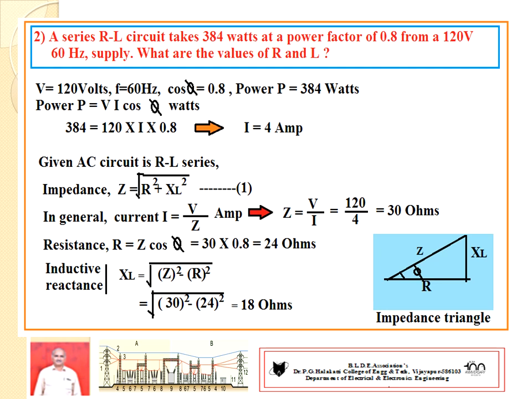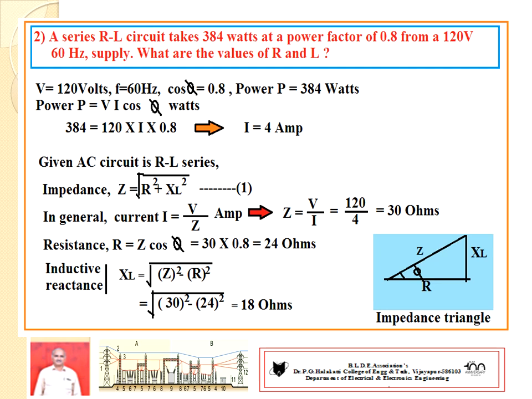Both are in RMS values. The RMS value of voltage divided by the RMS value of current is also equal to V max divided by I max. Which type of quantities are available? So it becomes 30 ohms.